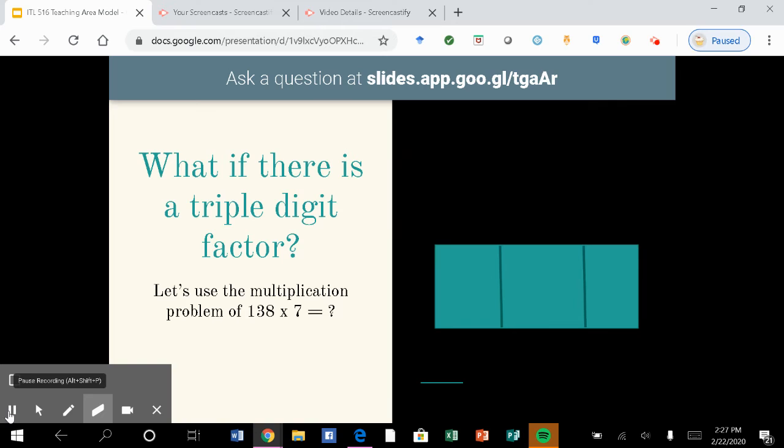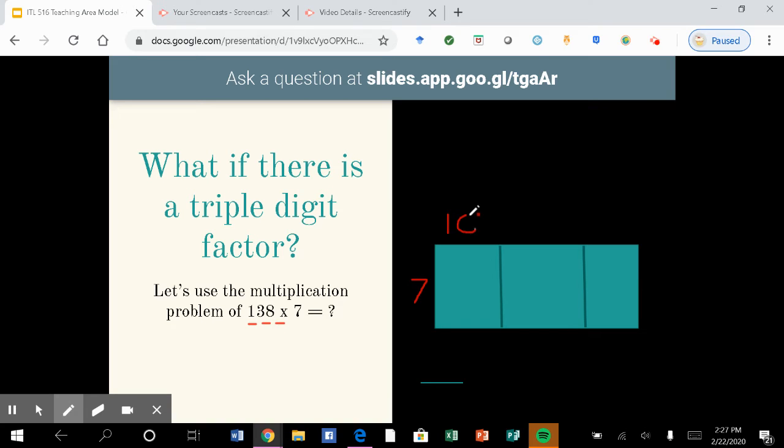Now, what if there is a triple-digit factor? Let's look at how we would set this up for a multiplication problem such as 138 times 7. So once again, if we look at our place value, we have a 100, a 10, and a 1, as well as a single-digit factor. So we're going to put our single-digit factor on the outside, which is 7. And now we're going to split 138 according to their respective place values.